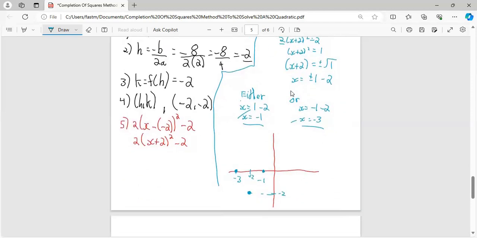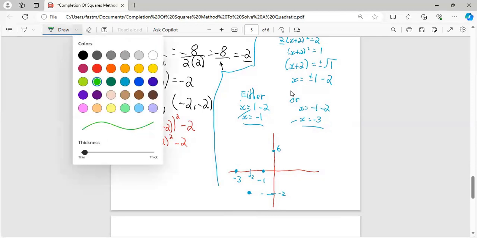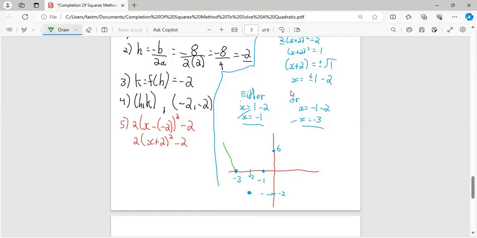So let's go back here. So we could say this right here is 6. So we have all the points we need. So now we could just sketch. We could draw a line through everything. Yes, and that is a quadratic. And that is a sketch for a quadratic.